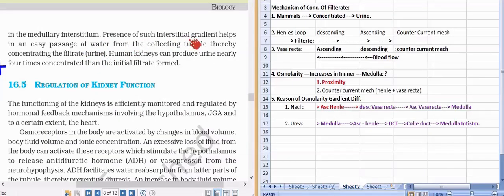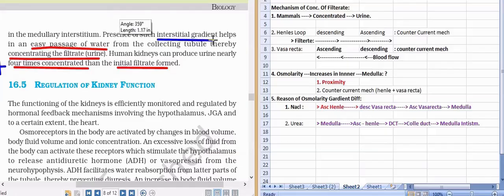The presence of such an interstitial gradient, meaning the difference in the interstitium, helps in the following. One, easy passage of water. This is a use. Next is concentrating the filtrate, the urine. Second use. And because of this, the urine is produced 4 times more concentrated than the initial filtrate at the PCT. So these are 3 uses. So what is the topic? This interstitial gradient is helping. How? That is the answer. Let's make notes.